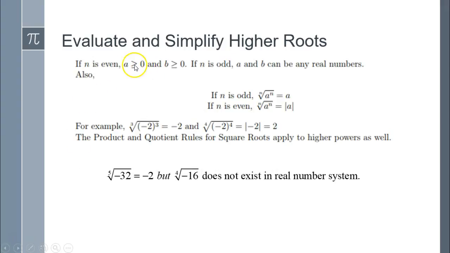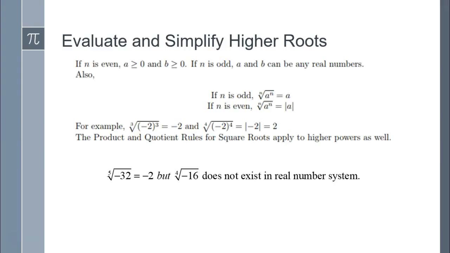So if A is positive or 0 and B is positive or 0, and if n is odd, A and B can be any real number. You can take the cube root of a negative number is basically what this is trying to say. The cube root of negative 8 would be negative 2 because three negatives multiplied together give you a negative.